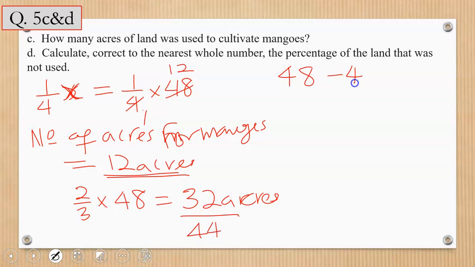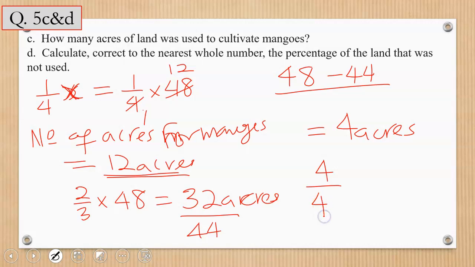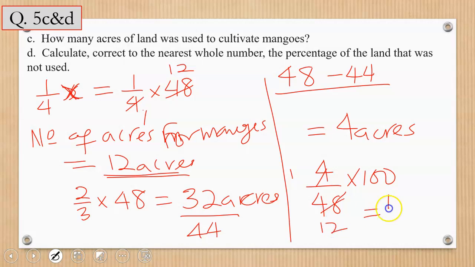So if I subtract 44 from the total acres, my result is going to be 4. That means 4 acres of land was not used for anything. And that is what we want to find as a percentage in relation to the entire land. So it's going to be 4 over 48, the total, then I multiply by 100. 4 divides 4 as 1, and 4 divides 48 as 12. And so we are going to have 100 divided by 12.